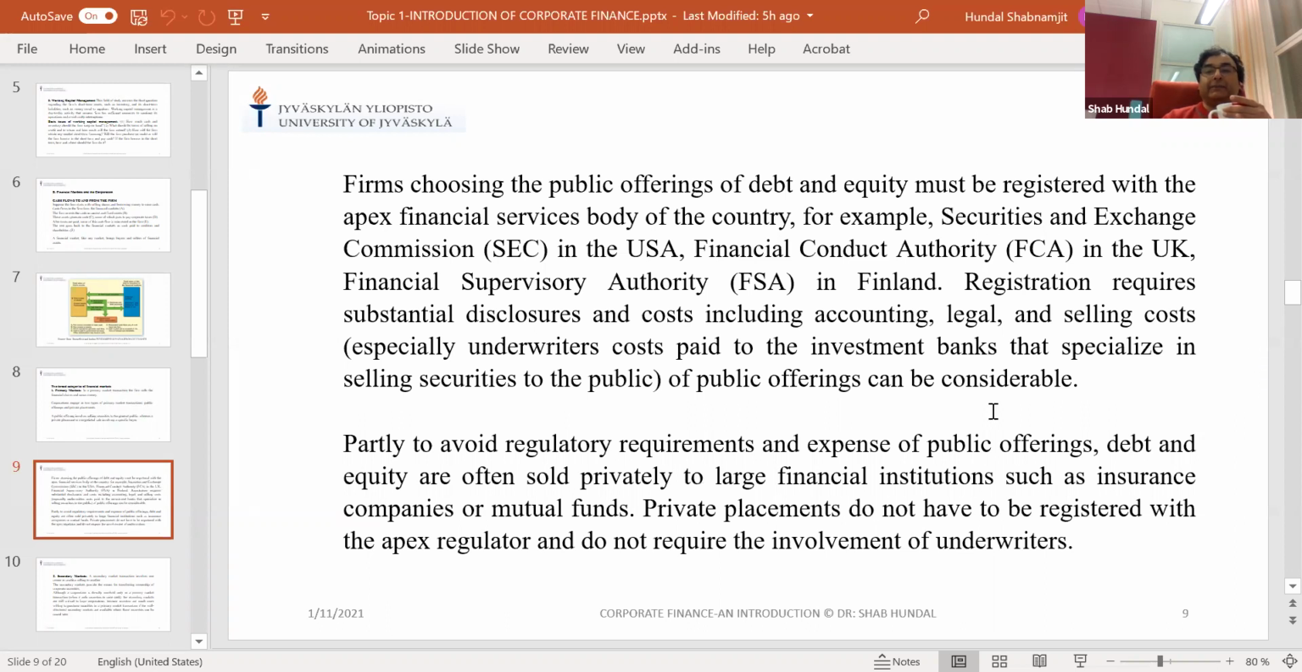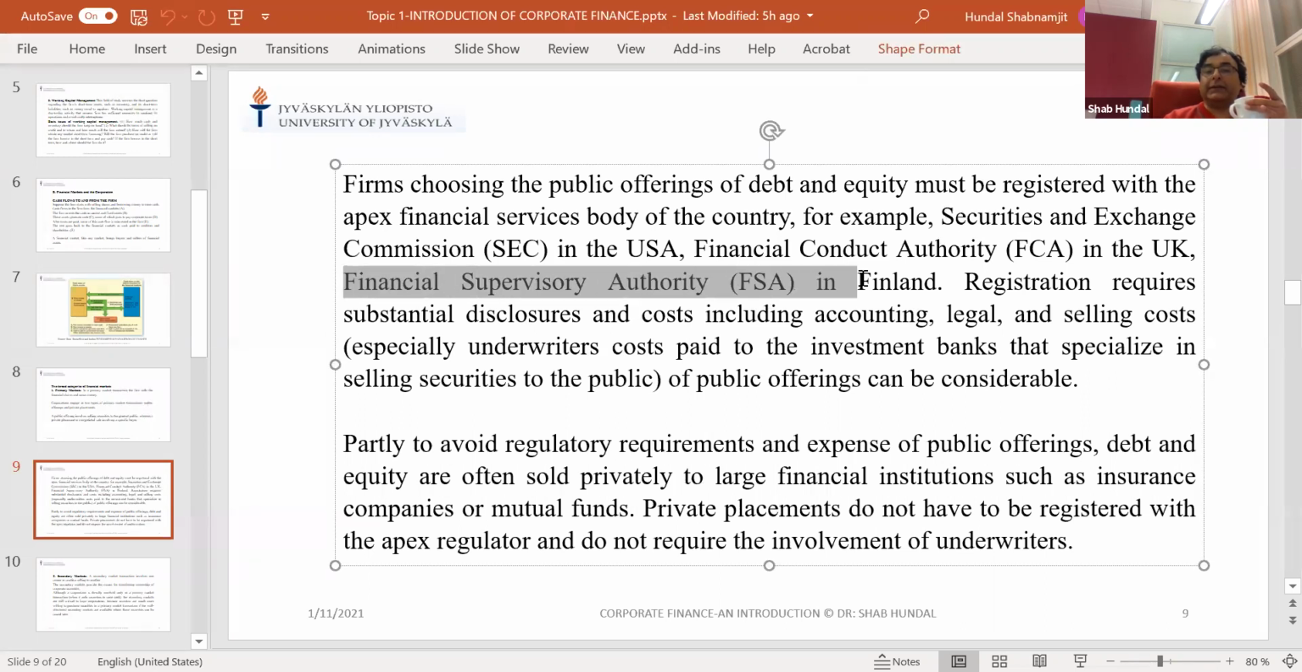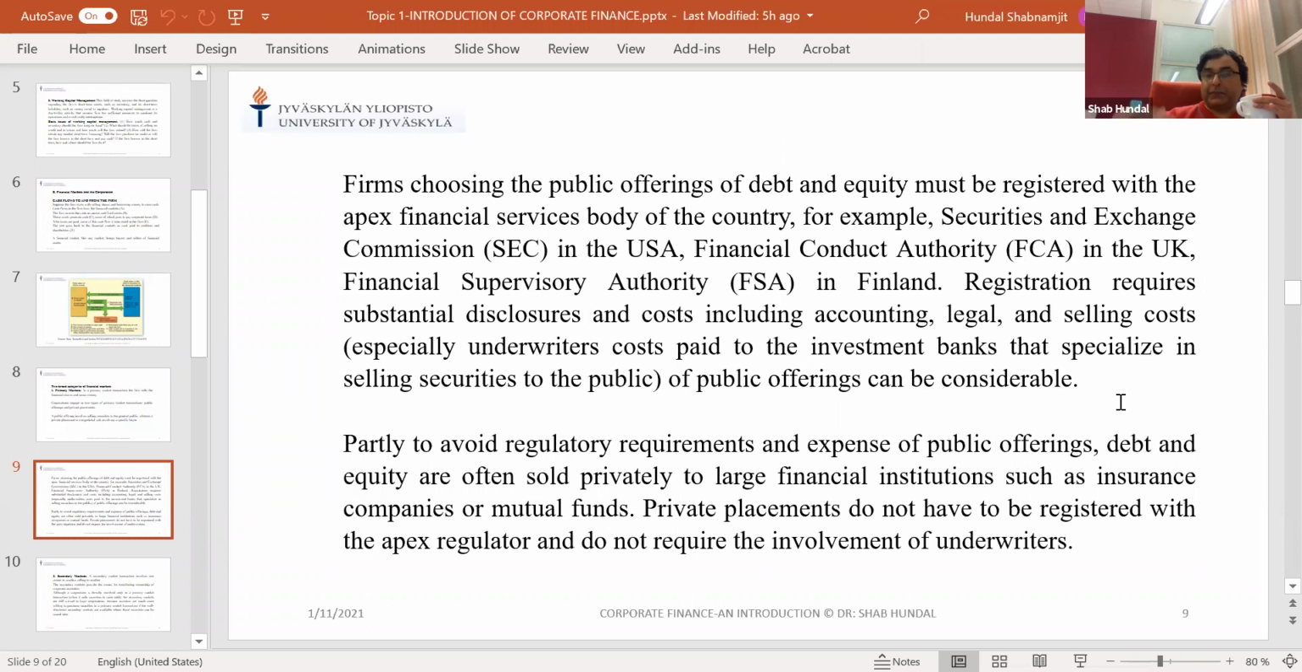I named some of them. For example, SEC, Securities and Exchange Commission, in the US is probably the most powerful regulator in the world. We have the Financial Conduct Authority, FCA, in the UK. In Finland, we have the Financial Supervisory Authority. So unless your company is registered with these apex bodies, you cannot raise funding in an organized market.